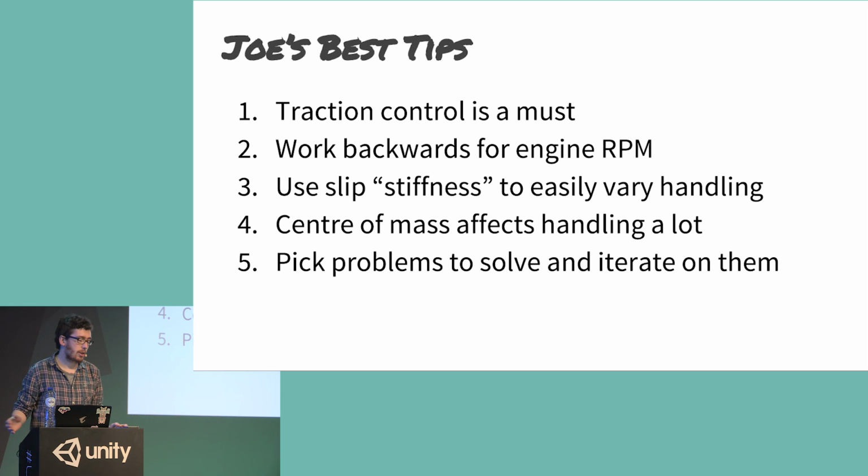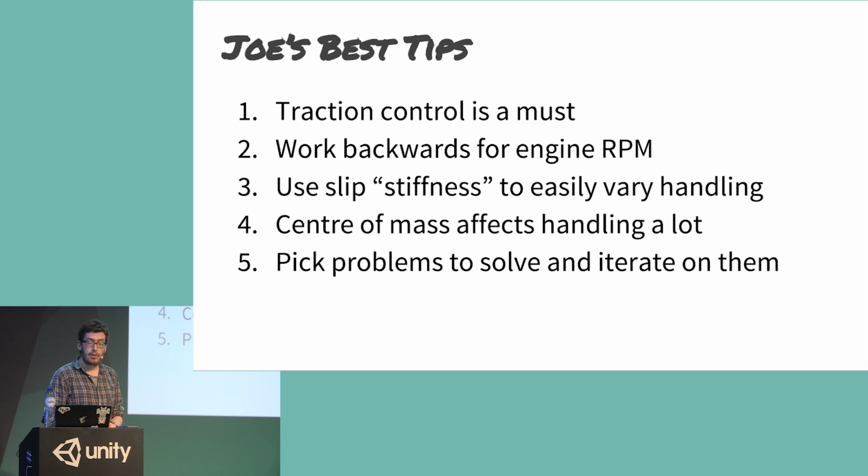Right. So, just to summarize, Joe's best tips. Traction control may seem unimportant, but actually it does affect handling a lot, and particularly with wheel spin. To get RPM values for the engine, it's best to work backwards from the wheels. You can get the wheel RPM through the wheel colliders. Unity does that for you, and it's very easy to get the RPM backwards from that. For those friction values, you can use a thing called stiffness, which is basically a multiplier of the whole thing. That's a very easy way to vary handling, so if you're going over a slippery patch of ice or something.